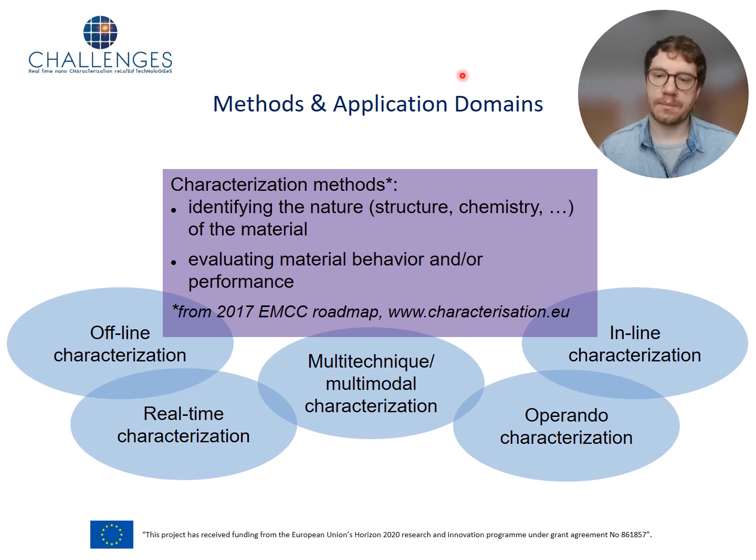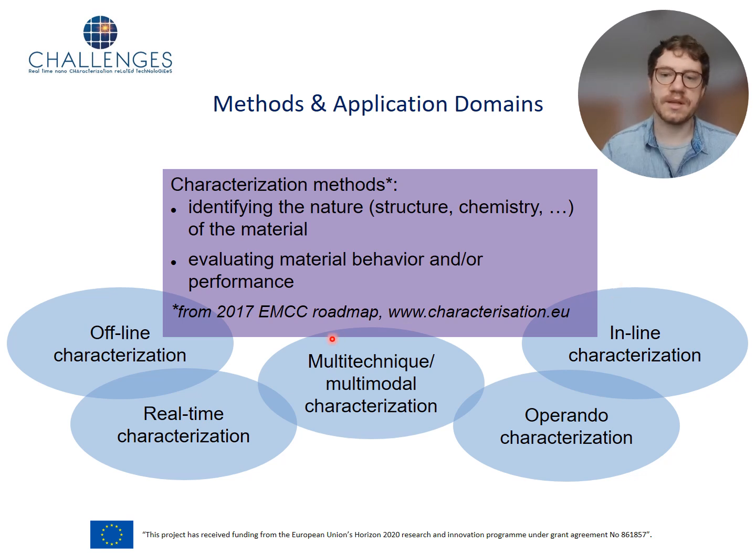Which methods and application domains do we distinguish in material sciences? First of all, there is a distinction between two principal kinds of characterization. First of all, there is characterization that identifies the nature of a material. So it investigates the microstructure, the chemical structure. And then there are characterization techniques that focus on the function of the material, so the performance of the fabricated device. So this is way more application oriented.